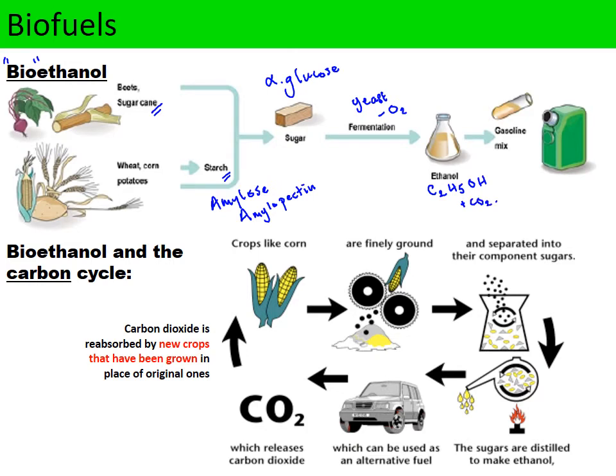Now the ethanol can be extracted and purified, and then it's used to make a gasoline mix, which can be put in your car, for example, and combusted to release energy that drives the car. Now if we have a look at the cycle below, this picture down here, this uses corn as a starting plant material, whereby the corn's finely ground down. The sugars are isolated, so things like alpha glucose or fructose, for example, and these sugars are used in alcoholic fermentation by yeast cells. The ethanol is then distilled and separated and used to make the gasoline.